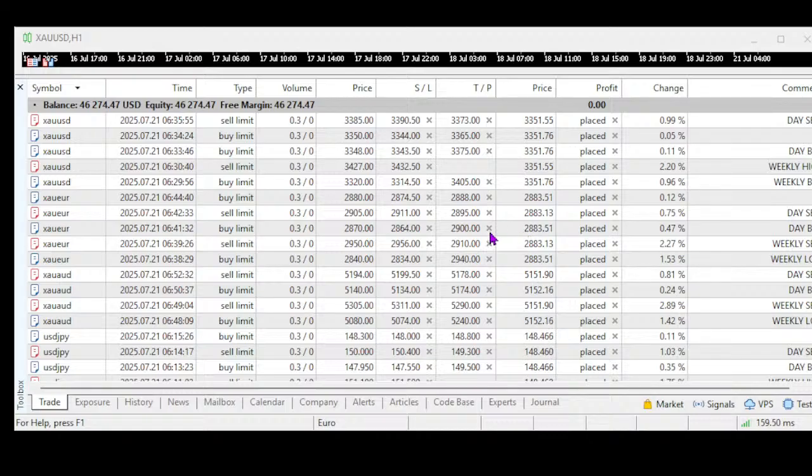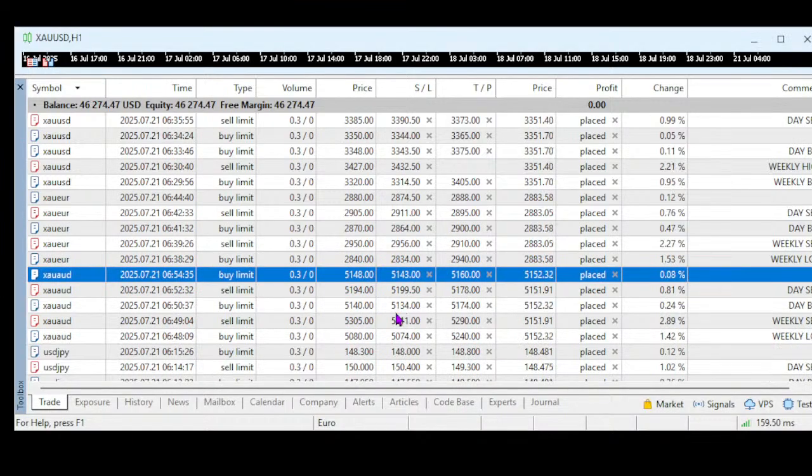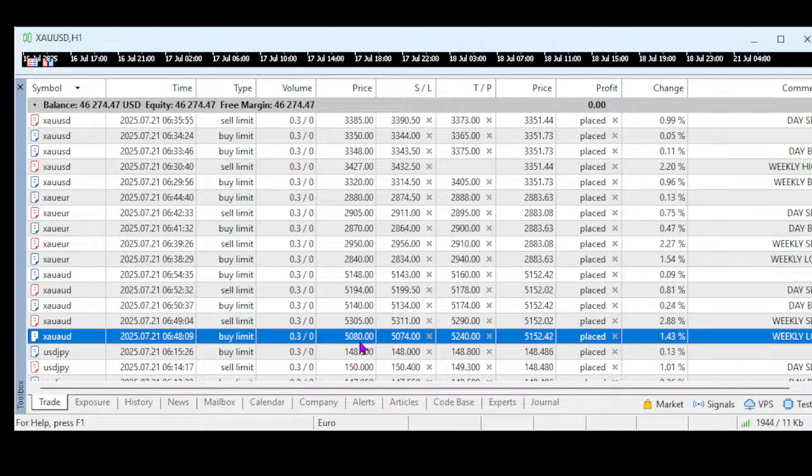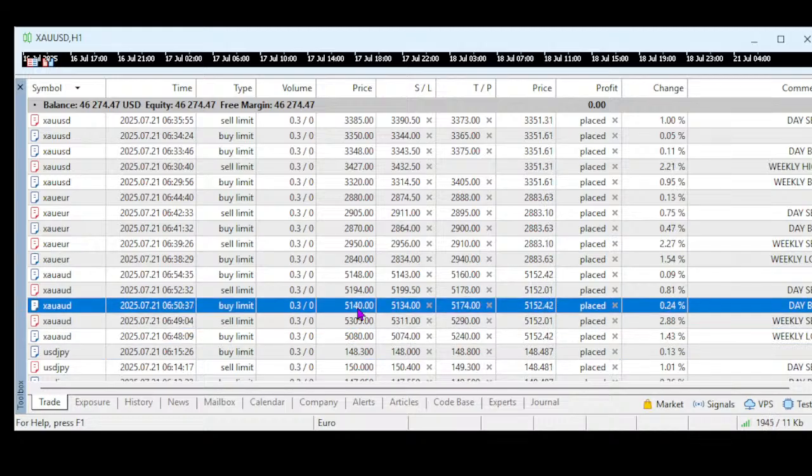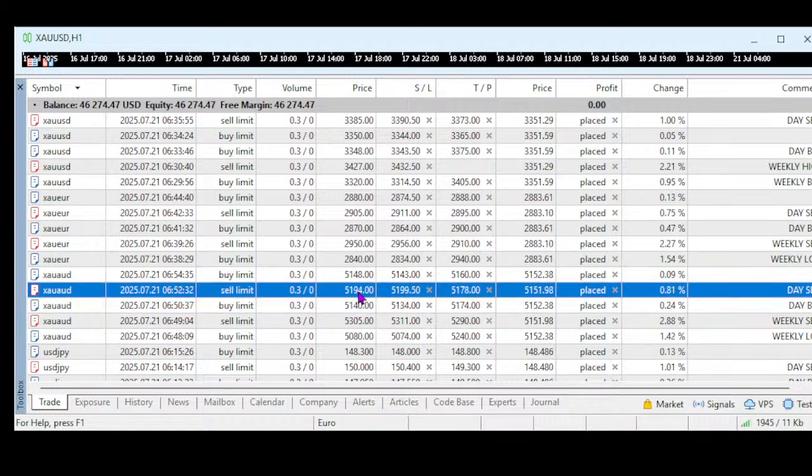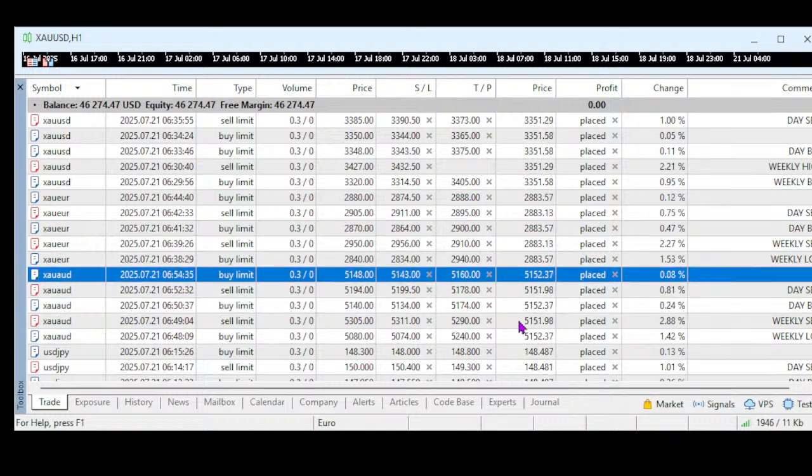And this expiry is 3 hours, 4 hours from now. Okay, so we have 5 entries on the gold Aussie. Okay, weekly low 5080, weekly high 5305, daily low 5140, daily high 5194, and scalping entry. Okay, this is within the range.